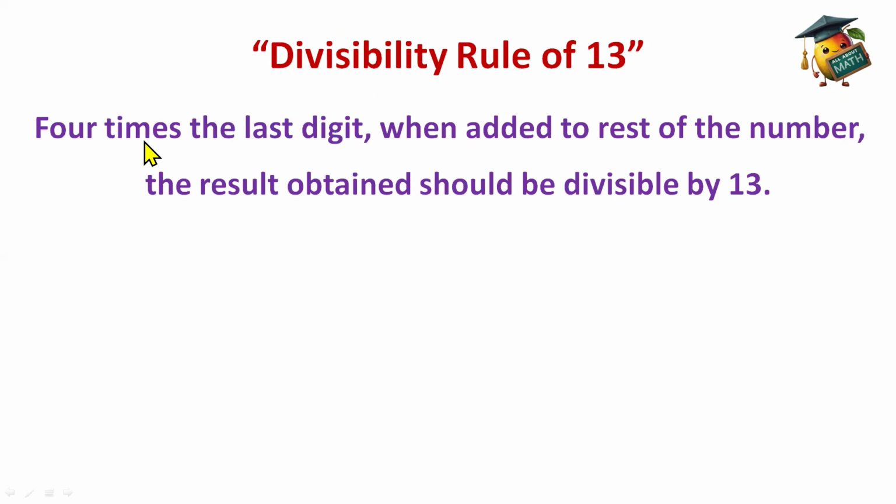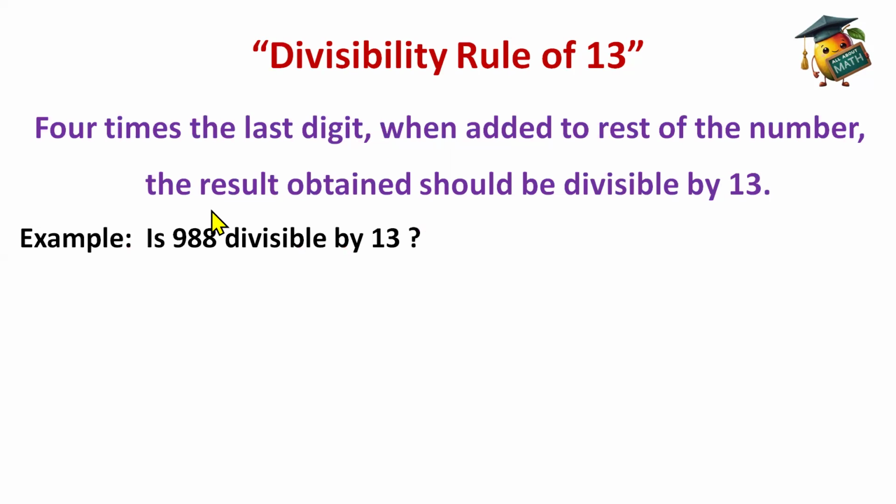In 7, we were doing the double of the last digit and then subtracting, finding the difference with the rest of the digits. Here, it's not double, it's 4 times the last digit. We are adding it to the rest of the number. Now let's see an example.